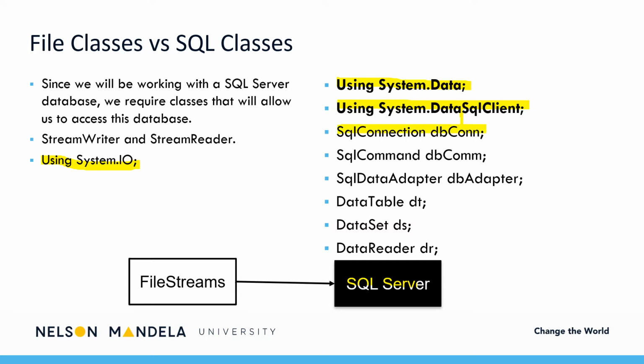One is the connection string, which we discussed in the previous video. One is the SQL command. One is the SQL data adapter. One is the data table, the data set, and the data reader. All these three are responsible for the same kind of job, so you can choose one from these three.